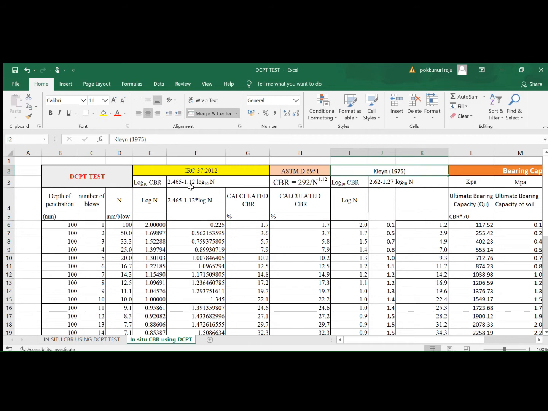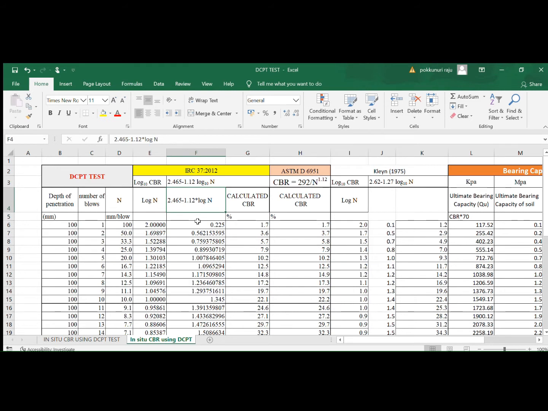Now in the two equations developed by IRC 37 and Klein, you need to calculate the log N value. So first we have calculated the log N by using the formula in the Excel, that is equal to LOG10 of the N values in column D. So for each N value, whose unit is millimeters per blow, you have the corresponding log N values. These log N values are substituted in the equation 2.465 minus 1.12 into log N to get the value of log CBR base 10.